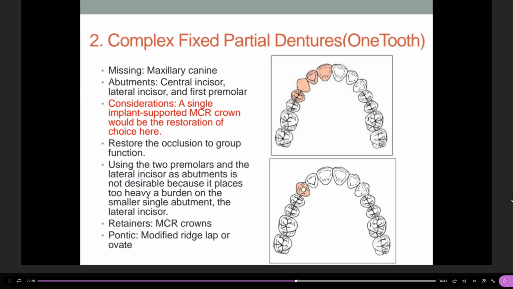Now, let's see complex fixed partial dentures when one tooth is missing. So what is a complex fixed partial denture when one tooth is missing? An example is a missing maxillary canine. When the maxillary canine is missing, the lateral incisor is a weak abutment. It is not sufficient to support the prosthesis. So you will have to take support from the central. So it will be a 4-unit fixed prosthesis, which makes it a complex fixed partial denture, even though only one tooth is missing. The ideal treatment will be a single implant for a missing maxillary canine.